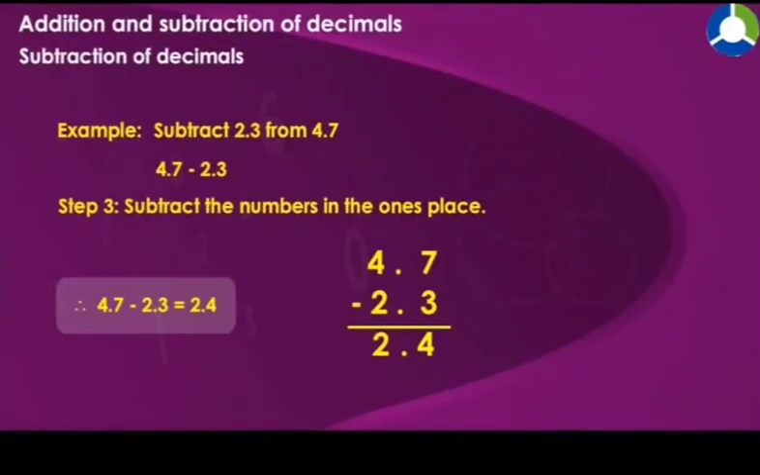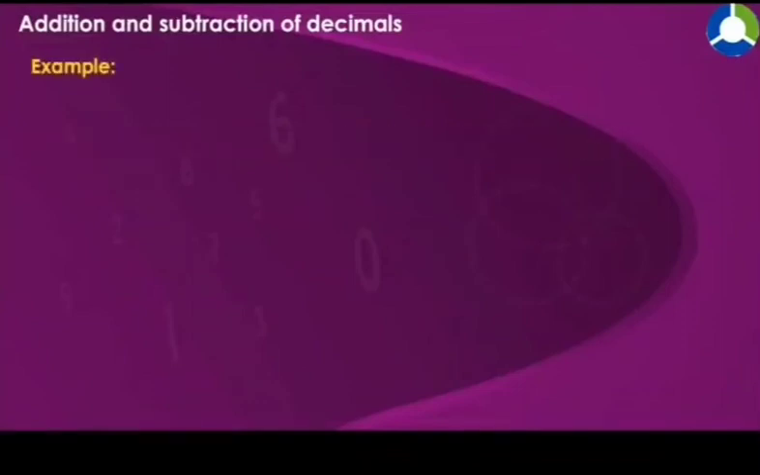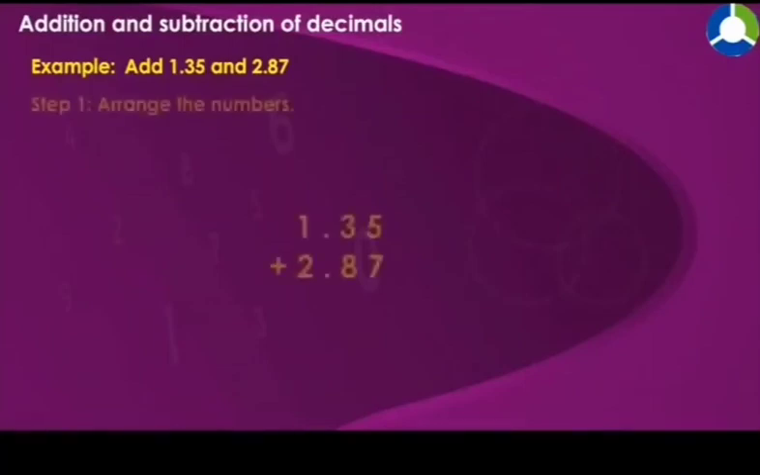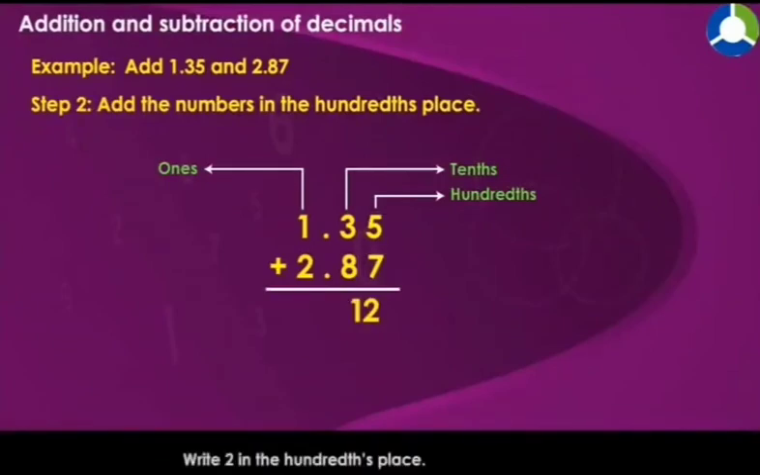Note that we do the same as in the case of whole numbers. So now we can work out with numbers having two decimal places. Example, add 1.35 and 2.87. Step 1, again arrange the numbers first. Step 2, add the numbers in the hundredths place. That is 5 plus 7 equals 12. Write 2 in the hundredths place. Carry 1 to the tenths place.